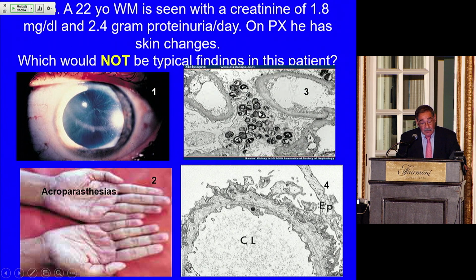This is a biopsy from somebody with Fabry's disease. These are the zebra bodies in the podocytes. Here's a basement membrane, here's another capillary loop, and here are the zebra bodies. This is a biopsy not from Fabry's. This is a biopsy from Alport's. Look here at the basket weaving, the little laminations of the basement membrane. So the answer is going to be 4. This would not be typical.